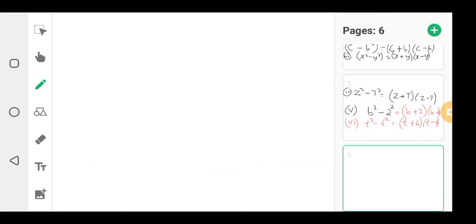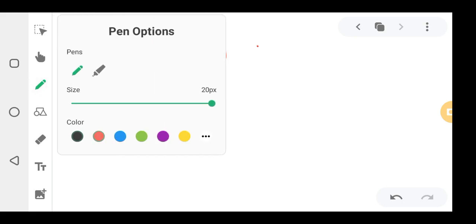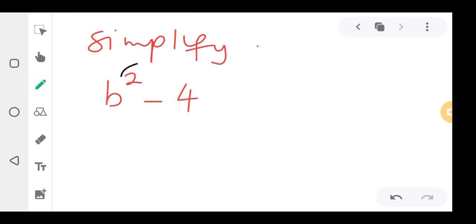Now, sometimes they can bring a question where they say simplify b squared minus 4. Have you seen this? b squared minus 4. This one has got a square, but this one doesn't have a square. It's just 4.